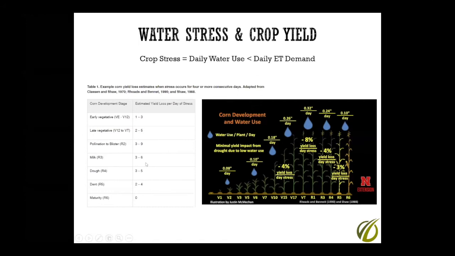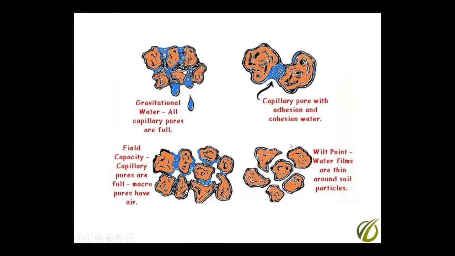I mean, that could go anywhere from 3 to 9 bushels per day of yield loss due to water stress. So at the end of the day, getting the water through this plant, that's what matters. I want to look at that a little bit closer here in just a little bit. But first, we want to talk about what it takes to get the water to the plant.